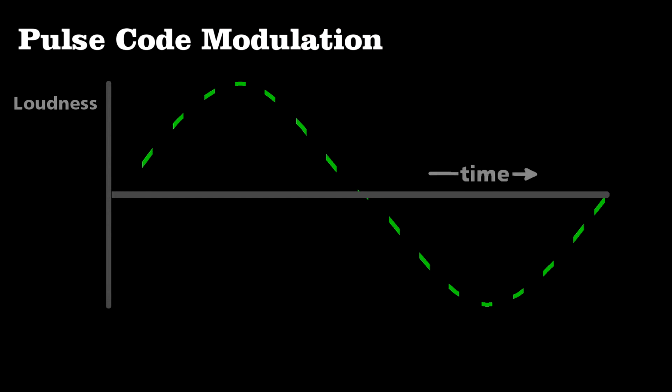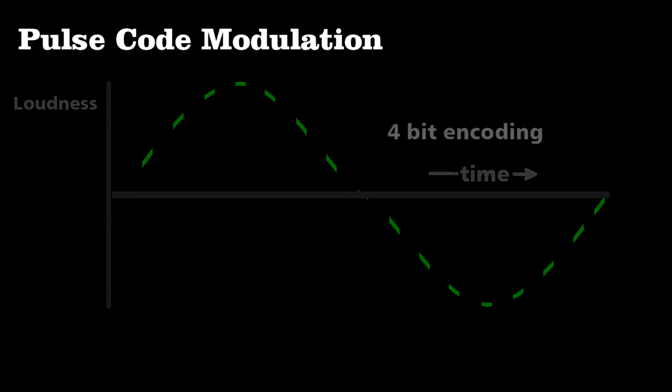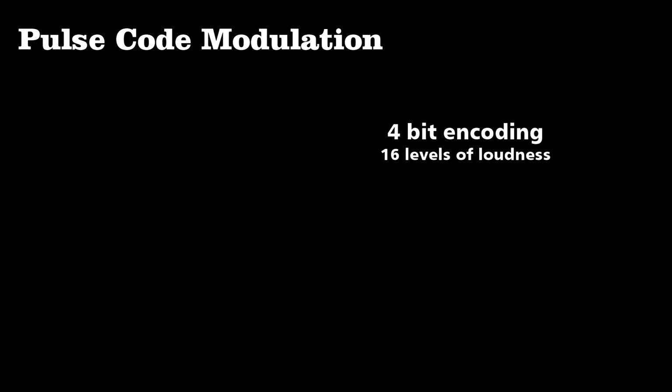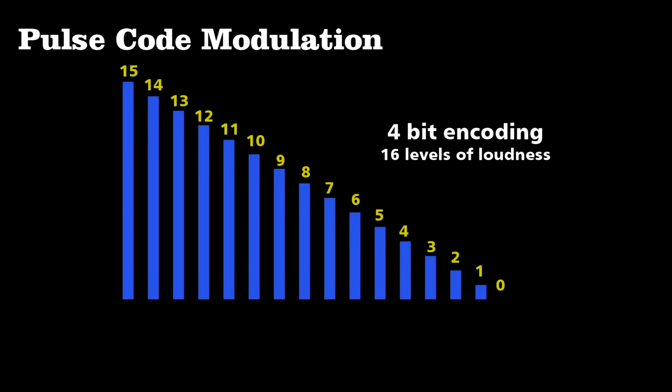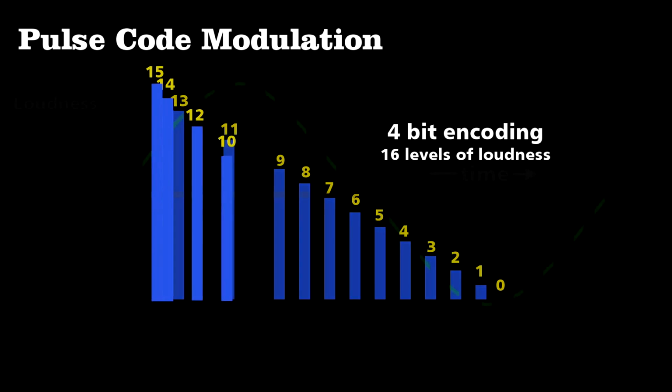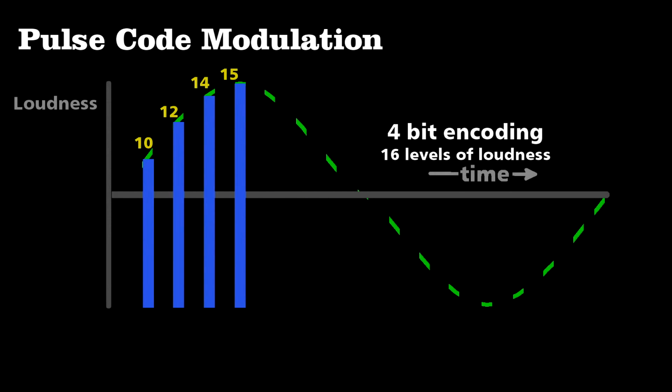We take an analog signal and cut it up into sections and then approximate the wave's loudness, or amplitude, as best we can. We want to make this a digital signal, which means discrete values of loudness and not just any value. For example, I'll use 4 bits, which means I have 16 possible values for the loudness. So the first 4 sections of the signal could be approximated by about 10, 12, 14, and 15.